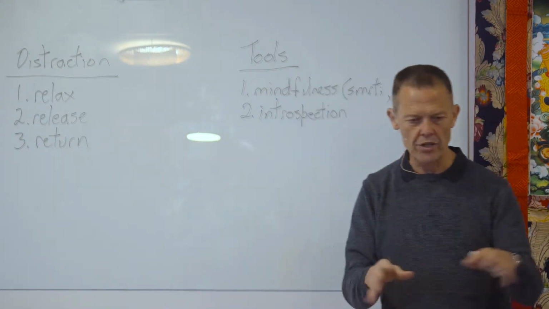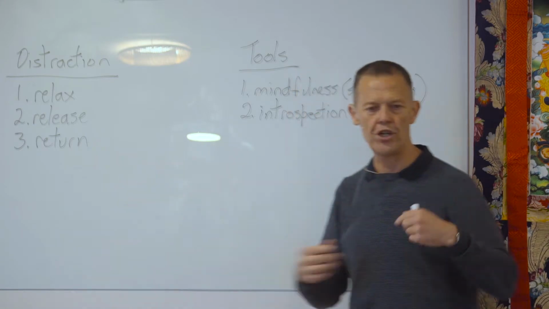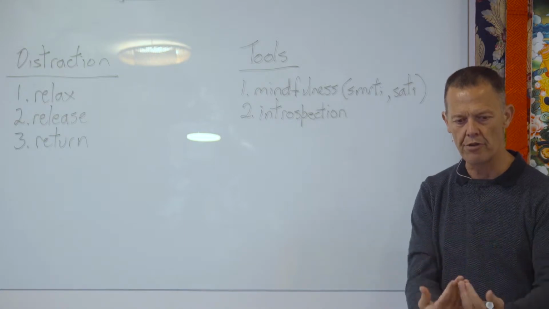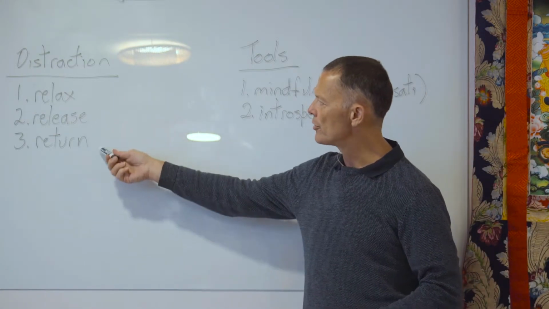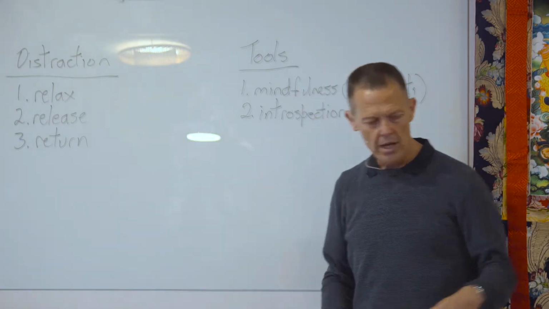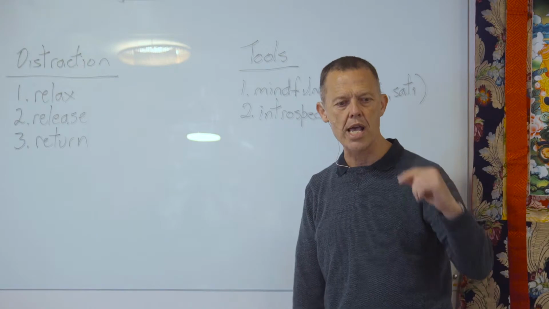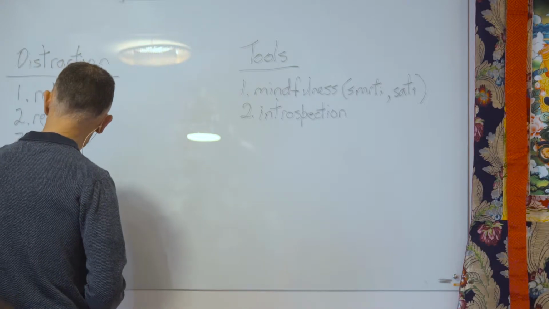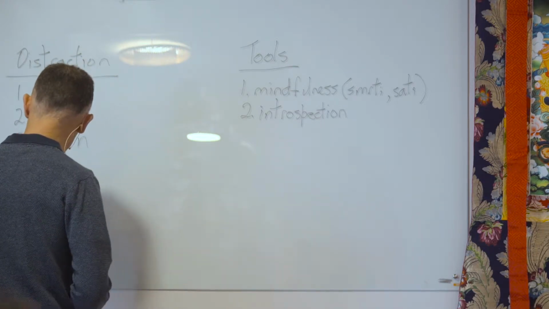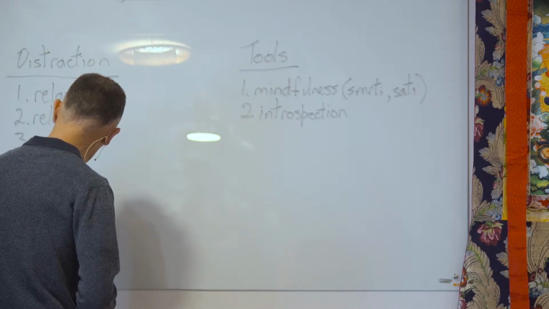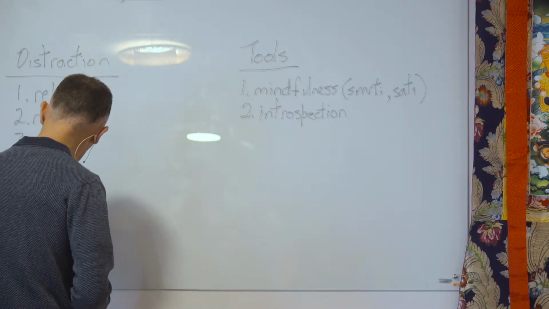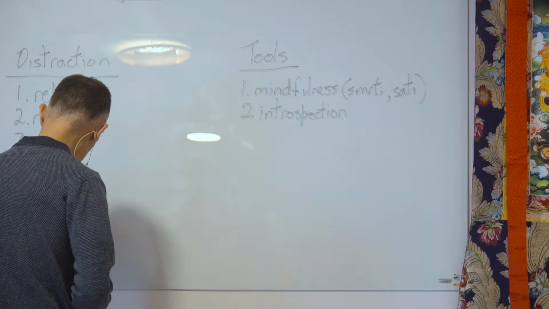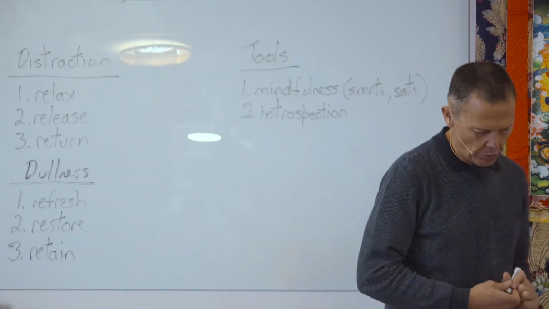Then release the distraction, just let go of the distraction, and then return to the object, but without clamping down more forcefully. Just very gently return to the object. So relax, release, return for distraction. And then in terms of dullness, we also have 3 key words that can help remind us what to do. And that is refresh, restore, retain.